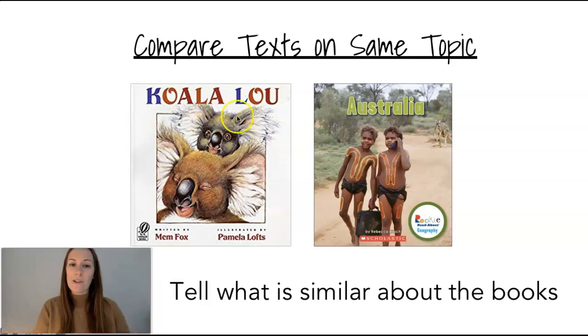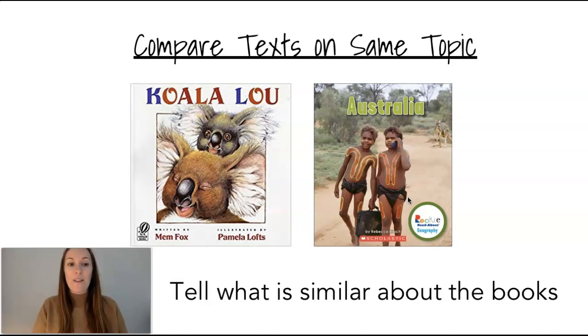Now, Koala is a book about a little koala who practices climbing a tree really fast. Australia teaches us real facts all about Australia. So wait, how are we going to figure out what's the same? Well, we're going to look at the words, we're going to look at the pictures, and we're going to think about what is similar. It might not be exactly the same, and that's okay. But great readers are going to look at the pictures and words to compare these texts.